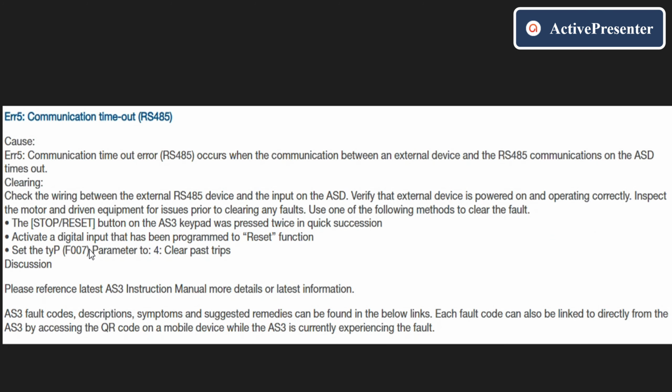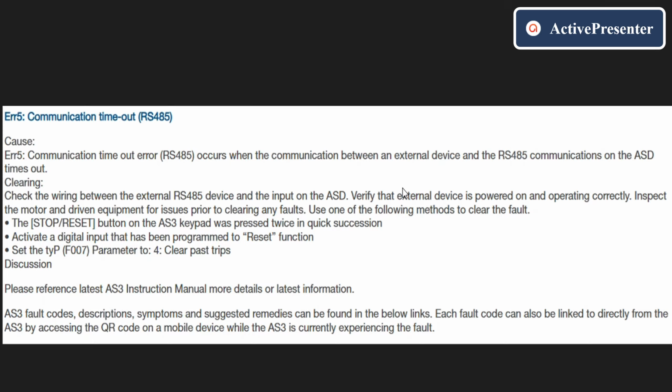So we will talk about error 5, communication timeout, RS485. In your VFD, you are using one communication protocol, that is RS485, or sometimes it is called serial communication also. So there is a communication broken, or communication timeout, or communication fault between an external device, like it could be the PLC, BMS, or whatever you are using, and your VFD. So there is an issue with that.